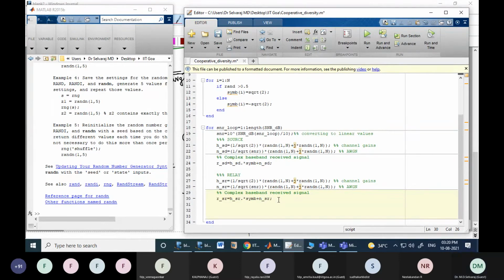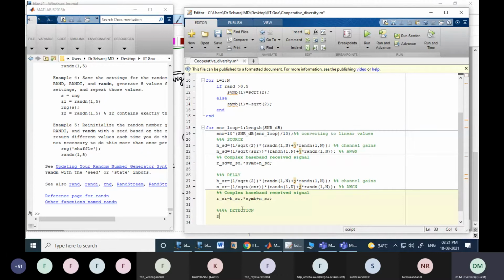That means the destination as well as the relay received the source symbol. Now what I have to do is the detection at the receiver. So what we do is ML detection. The students who have studied detection and estimation may find it easy. So the detection process we need to do at both places: one at the destination as well as at the relay.